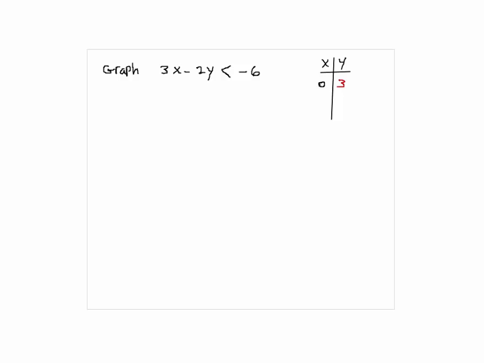Okay, let's find another point. If y is equal to 0, what is x? Okay, answer says negative 2. So it would be negative 6 over 3, which is equal to negative 2. That is correct. Negative 2. So that's all we need, are 2 points to graph this. So let's go ahead and graph this line here.